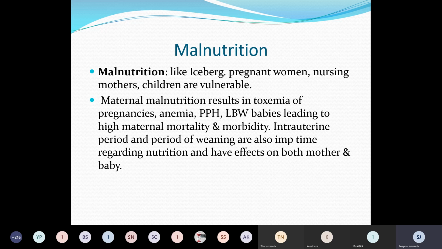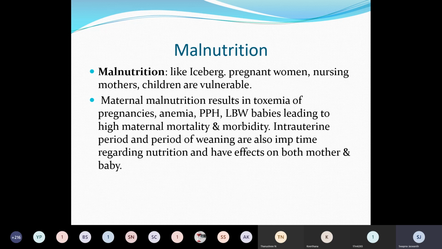So maternal malnutrition, what does it result in? Maternal malnutrition can result in toxemia of pregnancy, can result in postpartum hemorrhage, and this can lead to high maternal morbidity and mortality. The intrauterine period and the period of weaning are also very important regarding nutrition and its effects on both the mother and the baby. That is why the spacing is very important. When there is spacing between the two children of a minimum of 3 years and above, the mother gets a chance to nourish herself well and replenish the body stores, so that she is well prepared for the delivery of the other child.